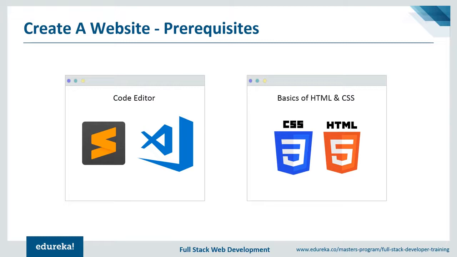Before we start creating the website, let's look at the prerequisites. First of all, you'll need a code editor. I'll be using Visual Studio Code to type the entire code, but you can use any code editor you're comfortable with. I personally switch between Sublime Text and Visual Studio Code. Apart from that, you must have a good understanding of HTML and CSS. If you aren't familiar with these languages, I suggest you go and read about them. I'll also leave a link in the description so you can check out our content on HTML and CSS, and then you can come back and create this website.